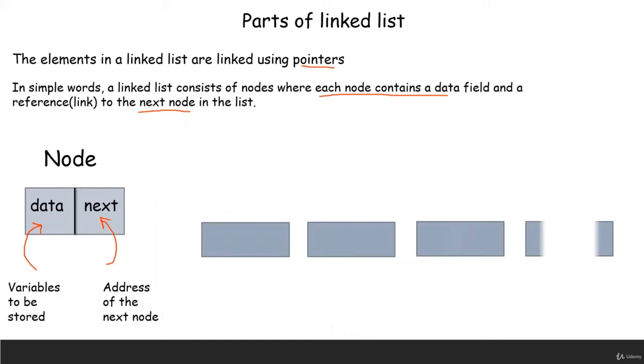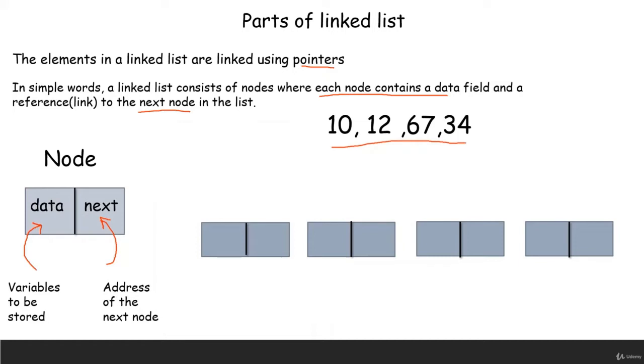For example, these are four nodes. This is a linked list which contains four nodes. These are the nodes where two parts are present, one data part and one next part. So each node has one data part and one next part. These are some values we want to input in the linked list: 10, 12, 67, 34. So let's give one to each node. 10, 12, 67, 34. Now the data part is full.